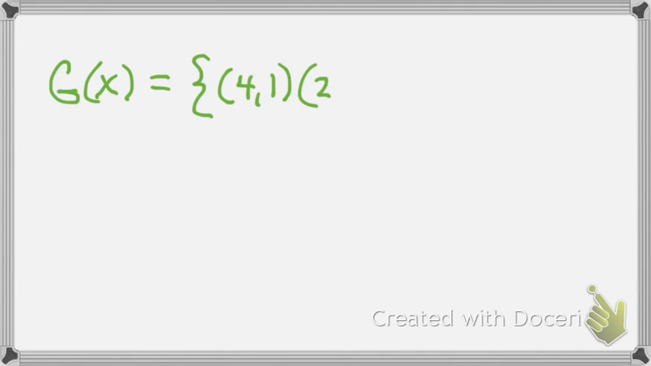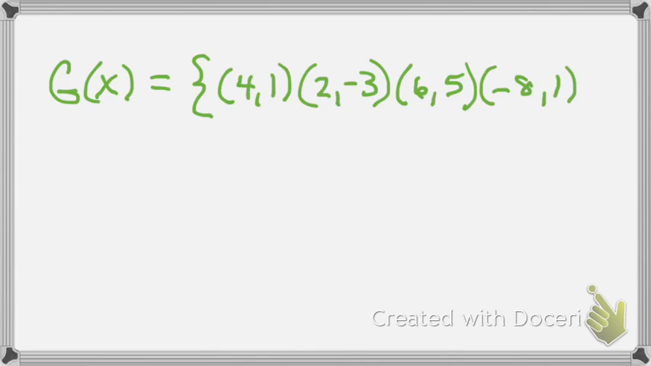Anytime you have a function, all you've got to do to find its inverse is simply switch x and y. So I'll put just a simple little function up here. I'll call this function g of x, and let's say it contains the points (4, 1), (2, -3), (6, 5), and (-8, 1). So this function only contains 4 points.